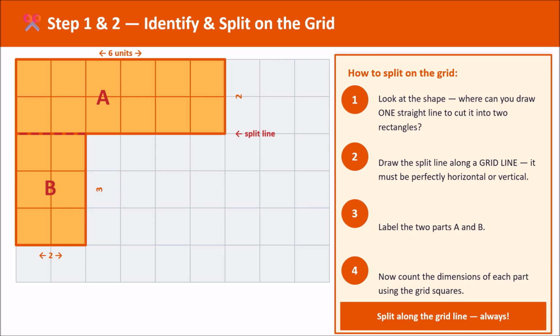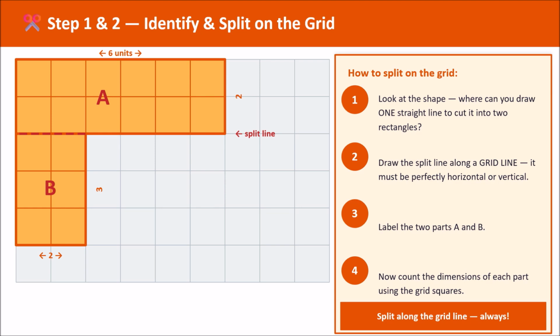The most important skill in this topic is knowing how to split a combination shape into simpler pieces. Let me walk you through 4 different steps. Step number 1, look at the shape on the grid and ask yourself, where can I draw one straight line to divide this into 2 rectangles? Step 2, draw that split line along the grid line. It must be perfectly horizontal or vertical, never a diagonal. Grid lines are your guide.